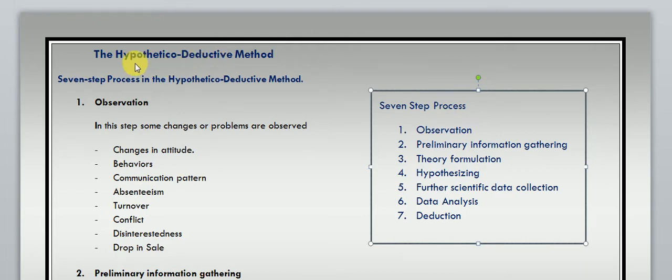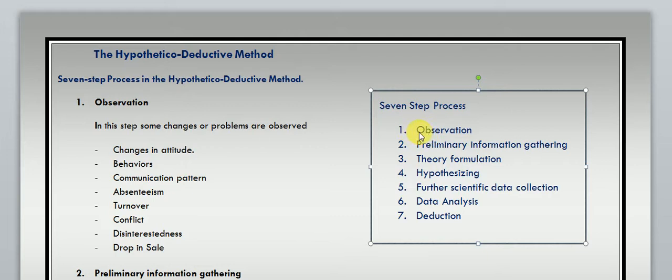So why is this called hypothetico-deductive? It means the hypotheses are developed and tested, and in that we use the deductive method. By the help of the deductive method we are testing the hypothesis. In this method we have seven steps, or you can say it is a seven-step process.